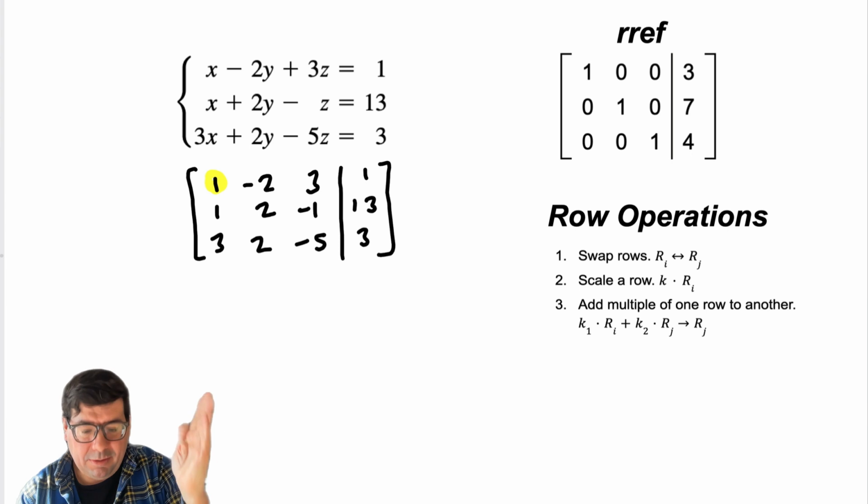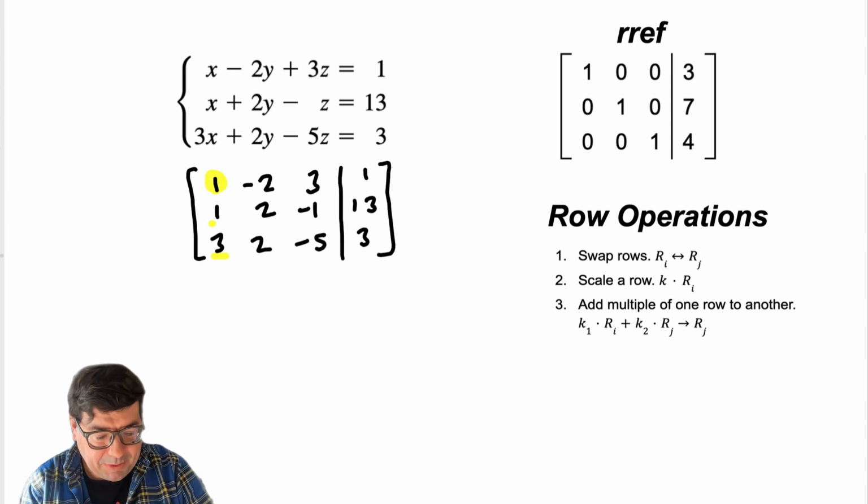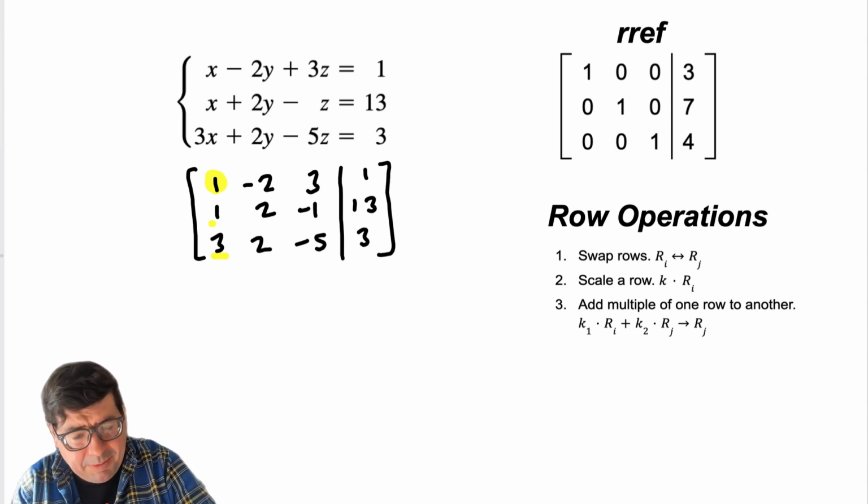But we have a 1 there, done. Second thing we want to do is get 0s below that. So in these 2 spots here. It'll always be that if you're using this algorithm. So how do we do that?